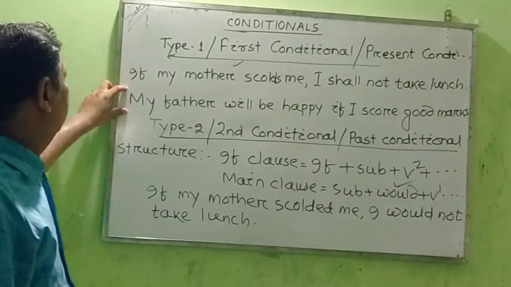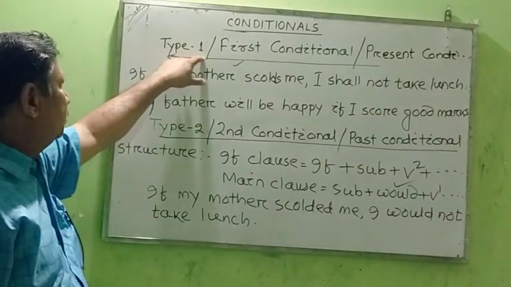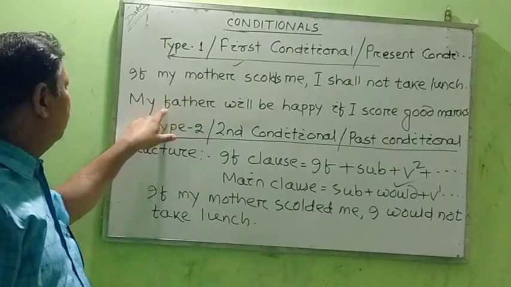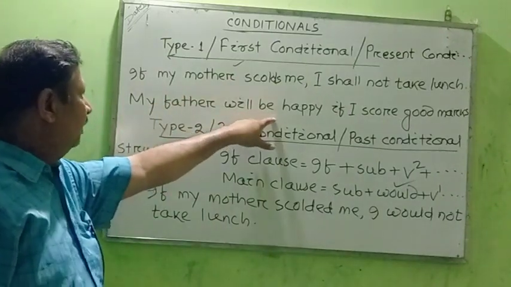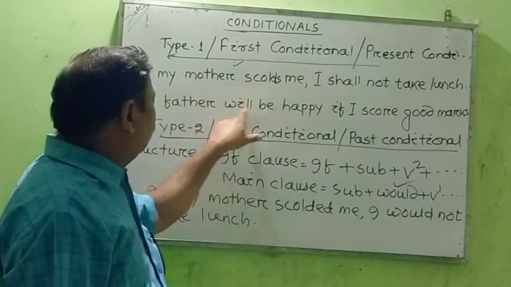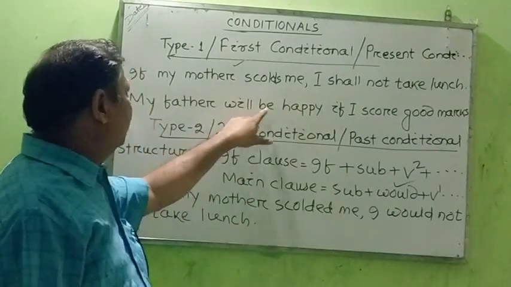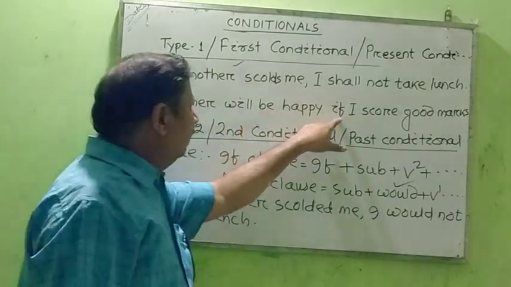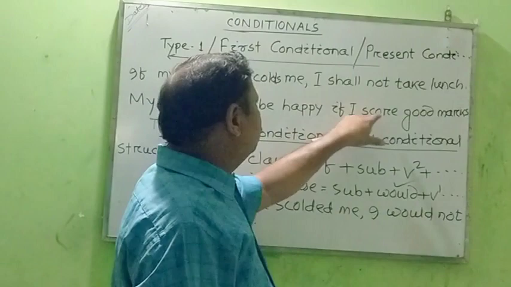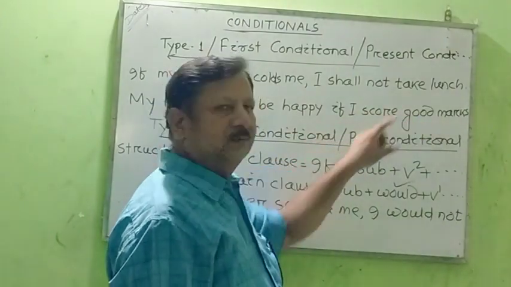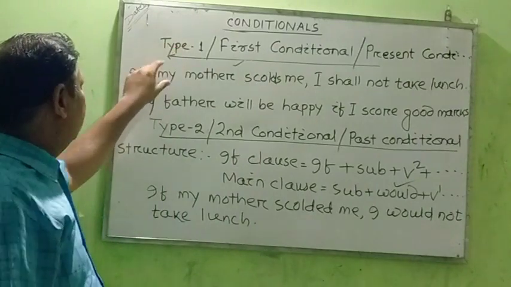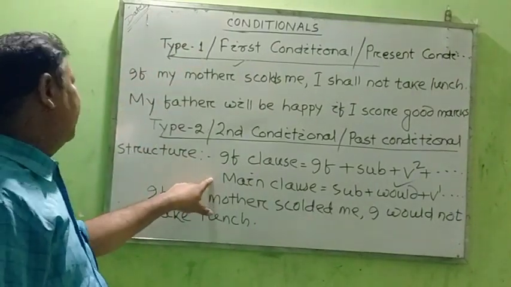And as the second sentence of the first conditional begins with the main clause, my father will be happy, we convert it exactly like that. Here it should be: my father would be happy, if I scored good marks. The verb is turned to verb 2. In this way, we should change type 1, the first conditional, into the second.